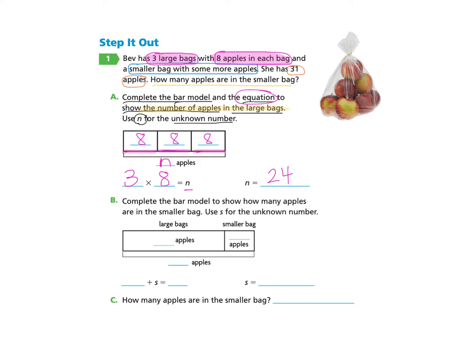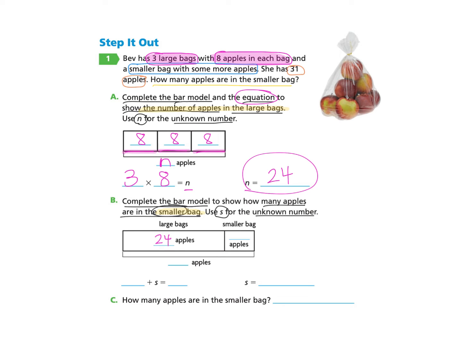Let's take a look at Part B. Complete the bar model to show how many apples are in the smaller bag. That's the key word there, smaller. Use S for the unknown number. So again, we are now looking for that smaller bag. And so we're going to look at the bar model that they have for us. And we have already found what was in the large bag. So we know that there were 24 apples in the large bag from this equation.